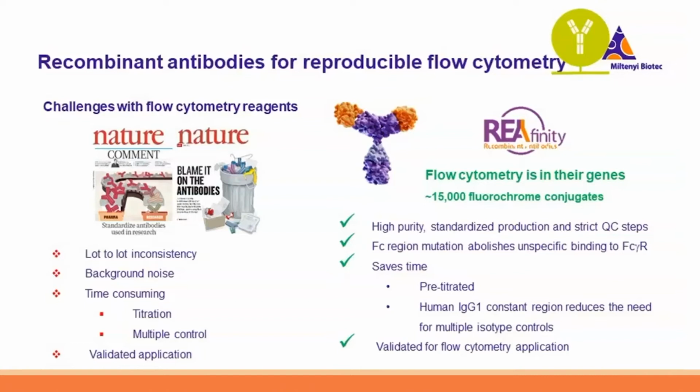The antibodies that we provide are also pre-titrated and validated for flow cytometry application. And if you remember, Susanne mentioned that we have 17,000 products, among which almost 50,000 of them are different fluorochrome conjugated antibodies.